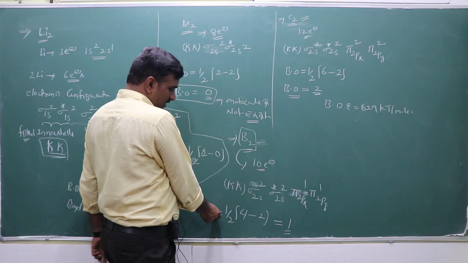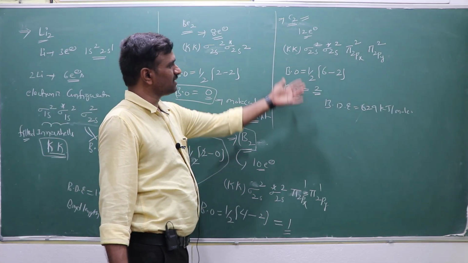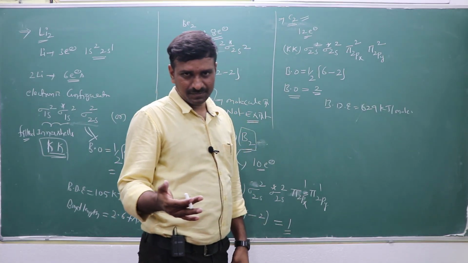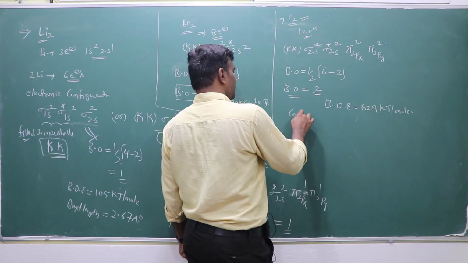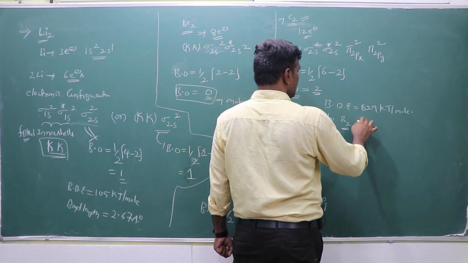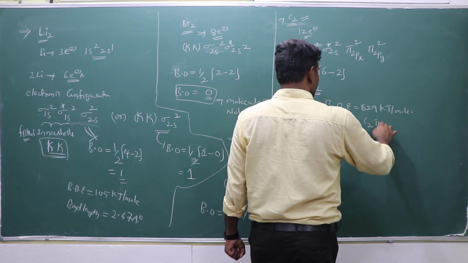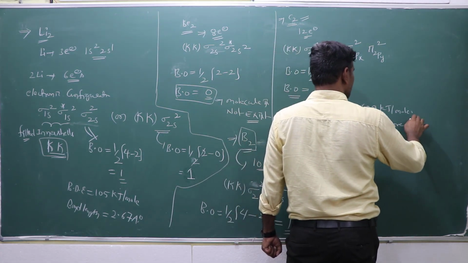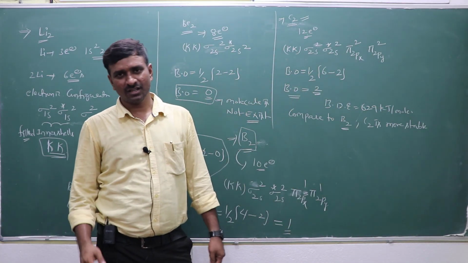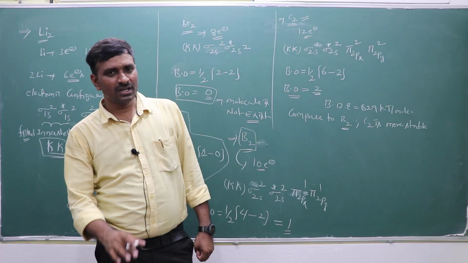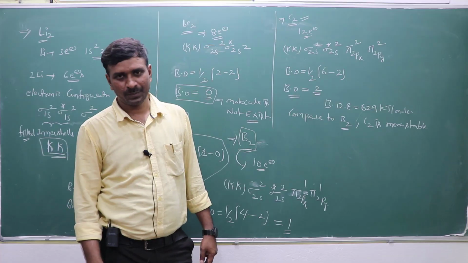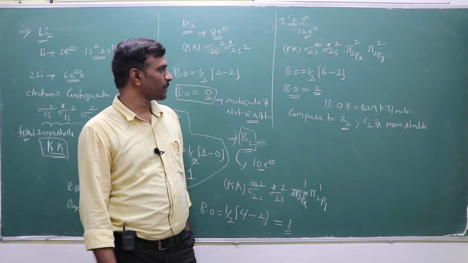Bond order is how much in the case of B2? 1. In the case of C2 it is 2. Higher bond order means more bond strength. So compared to boron B2, C2 is more stable, its bond dissociation energy is higher, and its bond length is less compared to B2.